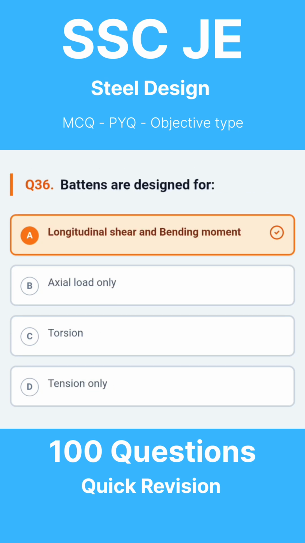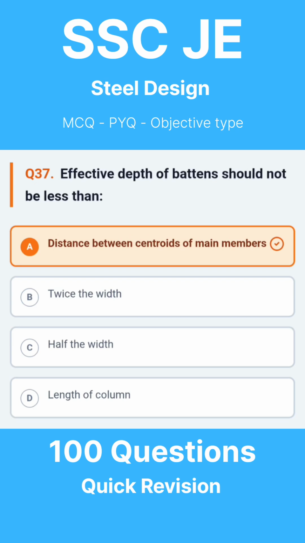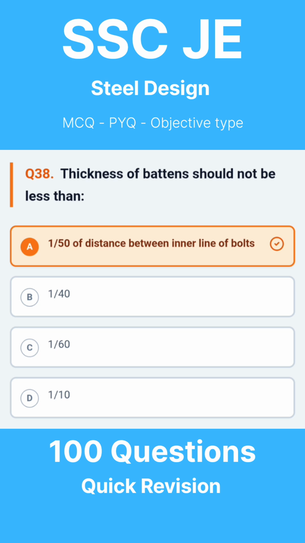Question 36. Battens are designed for. The correct answer is longitudinal shear and bending moment. Question 37. Effective depth of battens should not be less than. The correct answer is distance between centroids of main members. Question 38. Thickness of battens should not be less than. The correct answer is 1/50 of distance between inner line of bolts.